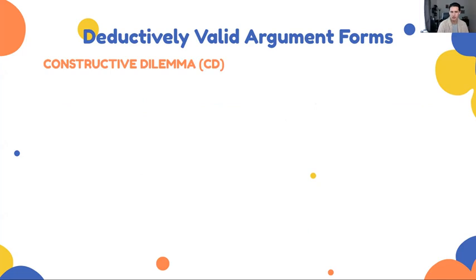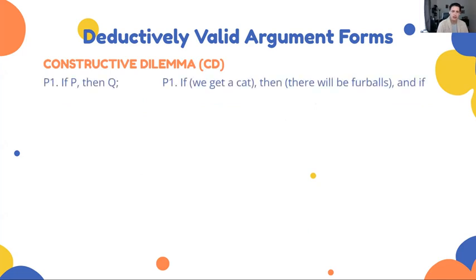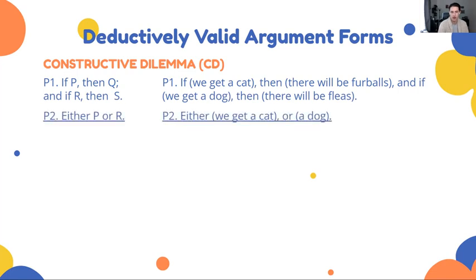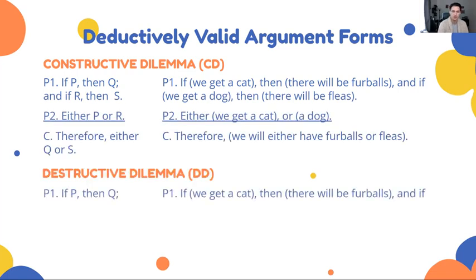Less common one is known as constructive dilemma. It has a slightly more complex form, but it's still valid, and we use a form of this every so often. It looks like if P then Q, and if R then S, either P or R, therefore either Q or S. So here's an example. If we get a cat, then there will be fur balls, and if we get a dog, there will be fleas. Let's say we're at the rescue shelter.